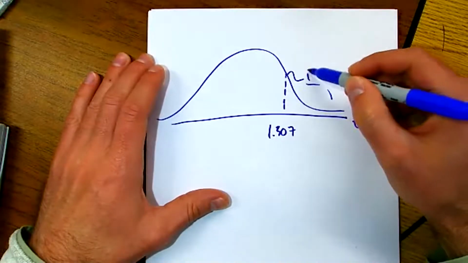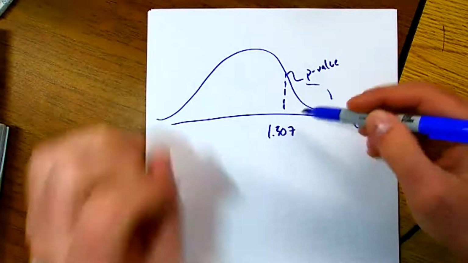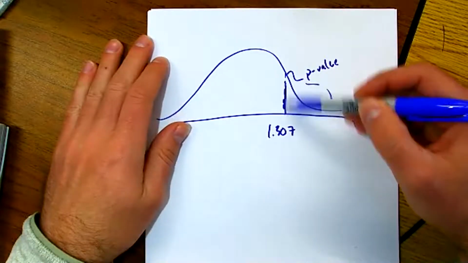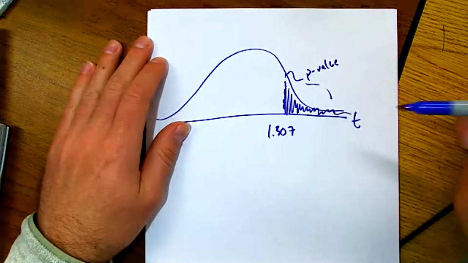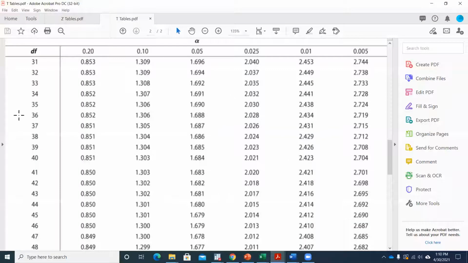The p-value is the probability that I see something as far away from the assumed true value as I did, or anything further that goes against the null. So I'm going to look up that area to the right of 1.307 on my student t-table. Now notice my degrees of freedom is still 34.